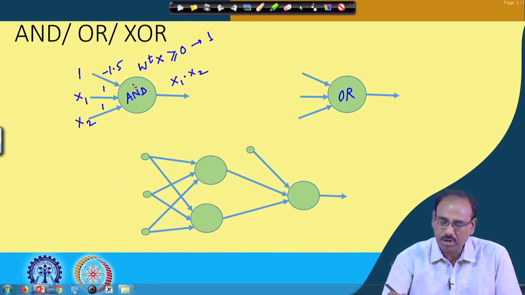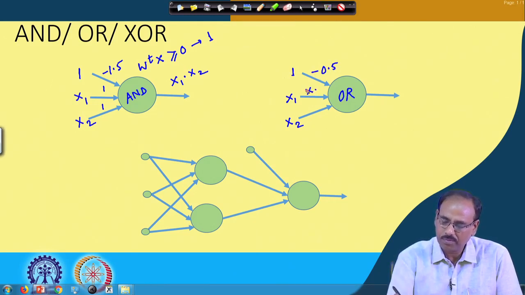Similarly, in case of an OR function, again our input is the binary input x1 and x2. The bias term in this case is minus 0.5. Here we have given the weights as 1 and 1, and with this again we have seen that the output becomes x1 OR x2.